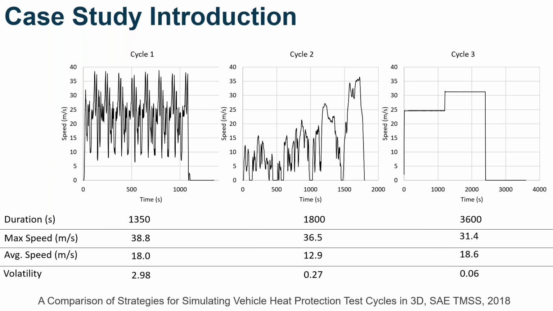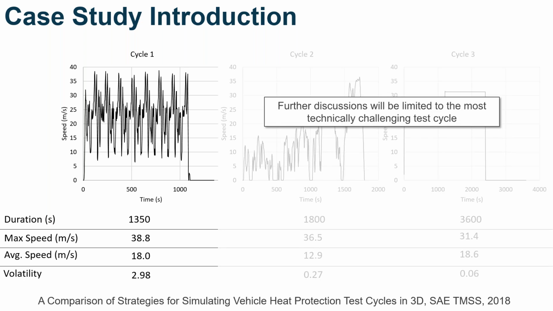This was then repeated for all 3 test cycles to establish both a true solution and a comparative solution. But for the sake of time and for the sake of this particular presentation, I'm going to limit all the further discussions just to cycle number 1. This cycle had a total duration of 1,350 seconds. It has a max speed of 38.8 meters per second with an average speed of 18 meters per second. So you can tell these are very high velocities. And you'll notice here that the volatility index is extremely high at almost 3.